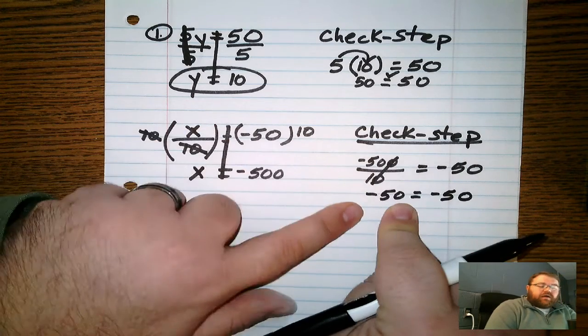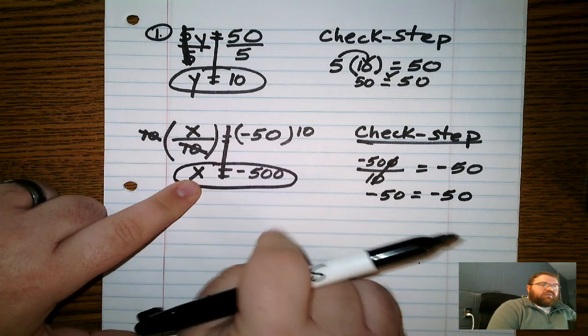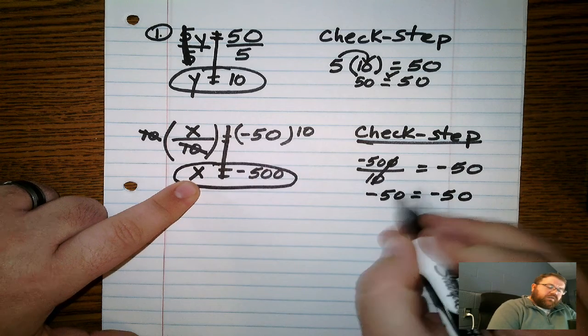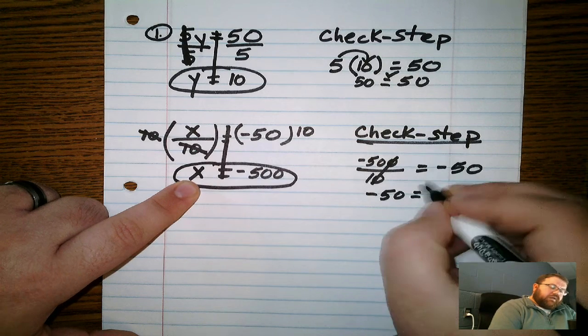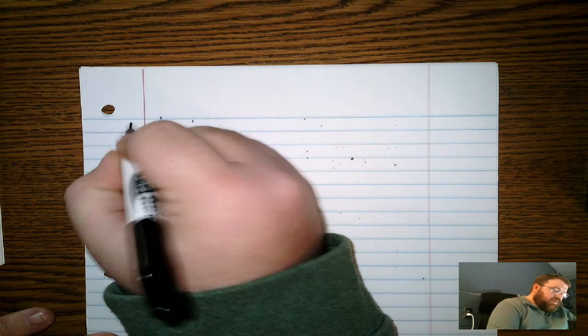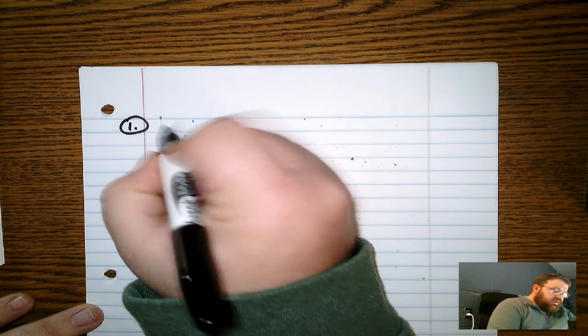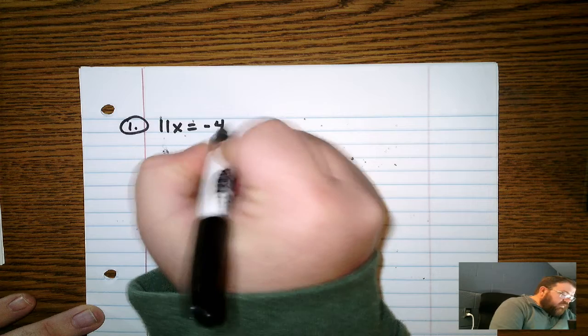And that is how I know that I have the correct answer for the value of x, because negative 50 and negative 50 is a true statement. Okay, let's take a look at assignment number 2, problem number 1, which is 11x is equal to negative 44.